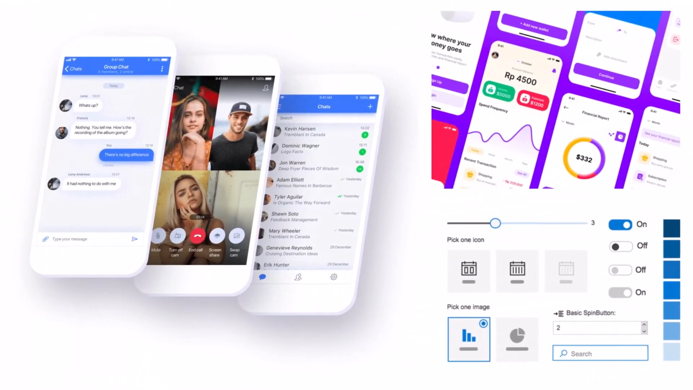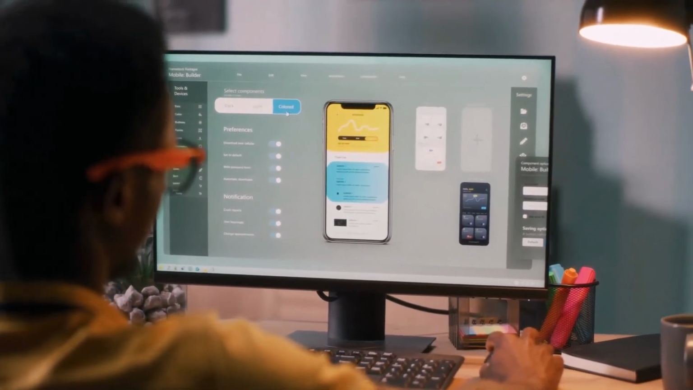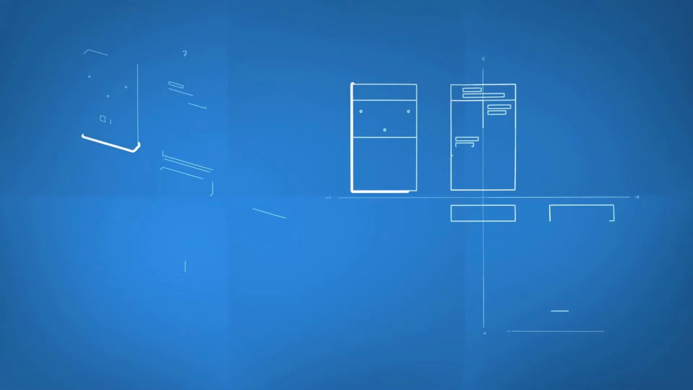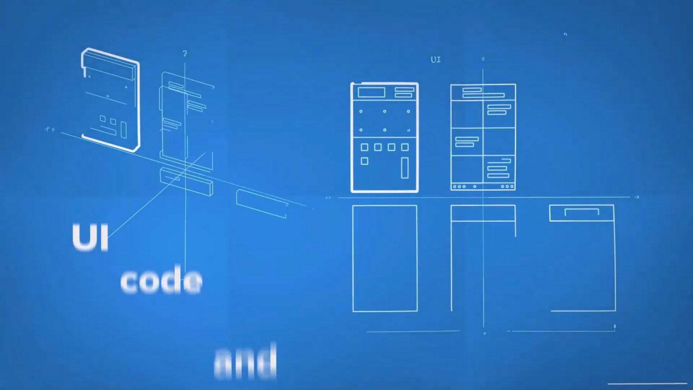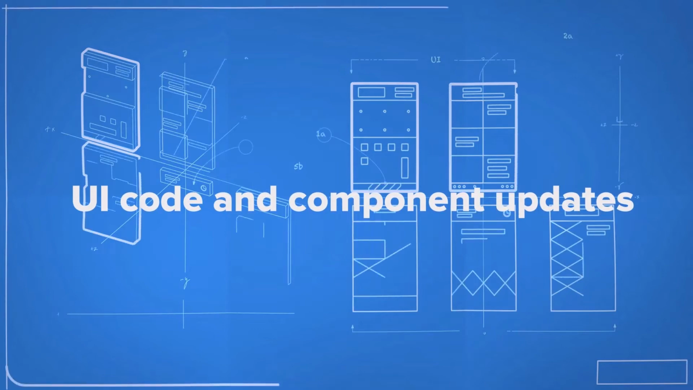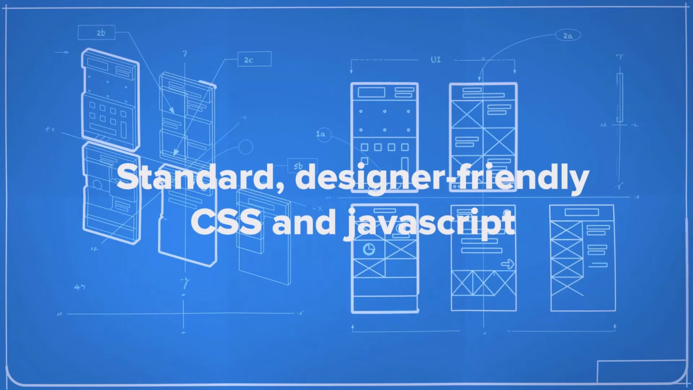You must consider the UI and layout when looking for a video conferencing API to adopt as your own. Some programmable videos and API providers will offer you UI kits while others won't. A comprehensive or high-level API will take care of all the UI code and component updates. Others might even allow you to customize the UI using standard designer-friendly CSS and JavaScript. So be sure to pick up the right one.